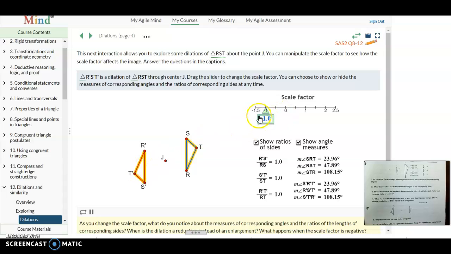So when you go to a negative scale factor, you're not just reducing or enlarging the figure, you're also doing a 180 degree rotation of it around that center of dilation. So when I go to a scale factor of -1.5, this image is bigger than the pre-image, it's farther away from J, and it's also a 180 degree rotation from the original.